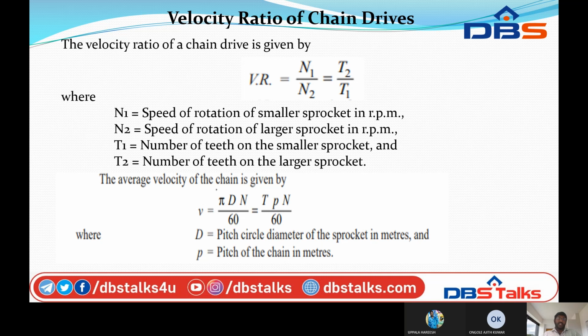The average velocity of the chain is given by V is equal to pi D N by 60, that is equal to T into P into N by 60, where D is the pitch circle diameter of the sprocket in meters and P is the pitch of the chain in meters.